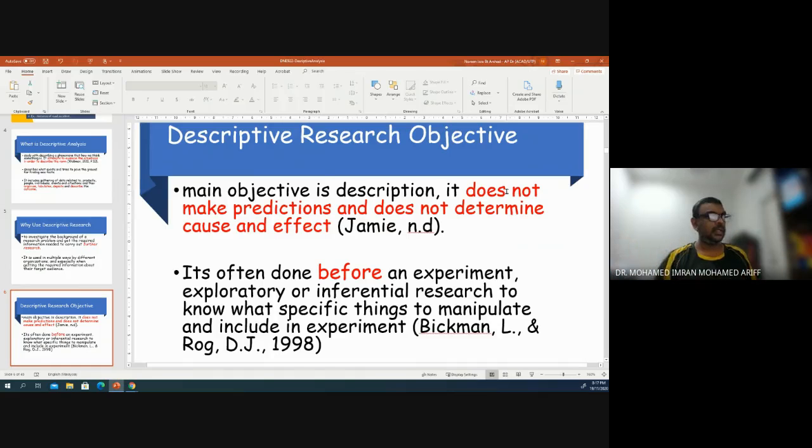Alright. So it is often done before an experiment, exploratory, inferential research to know what specific things to manipulate and include in the experiment. Okay? So before you do your study, you do this descriptive work. You find out certain things so that you can test. You can do inferential more.